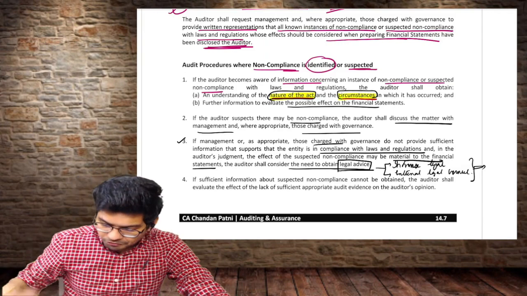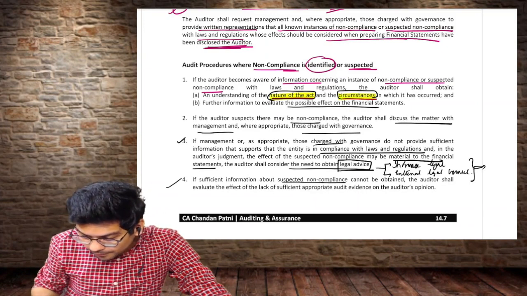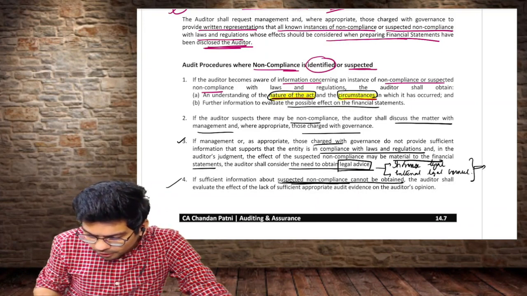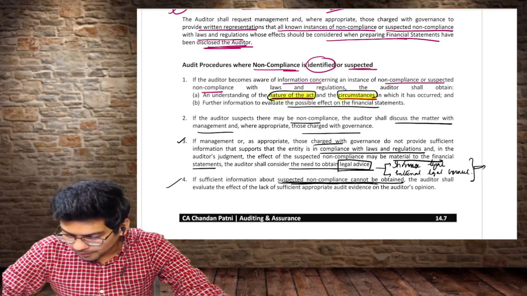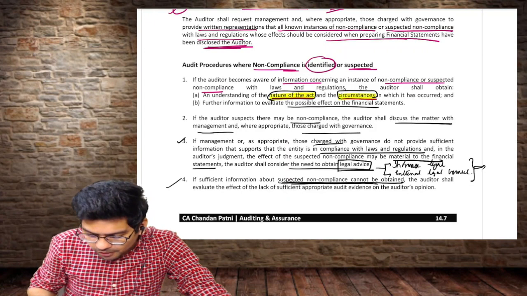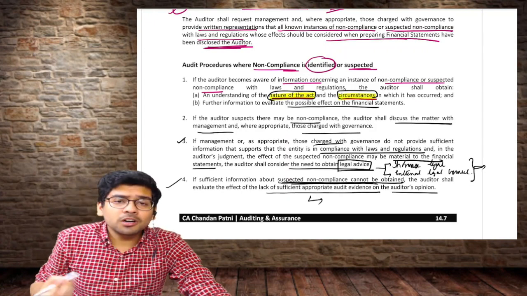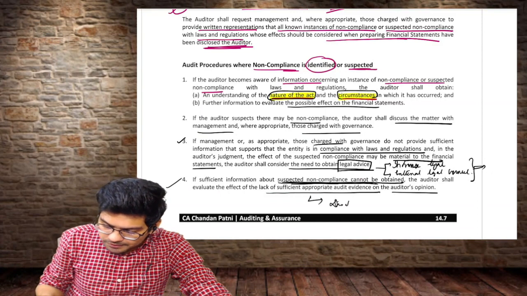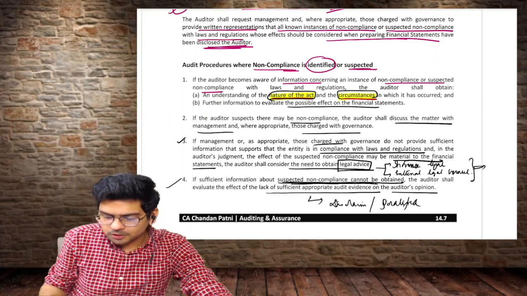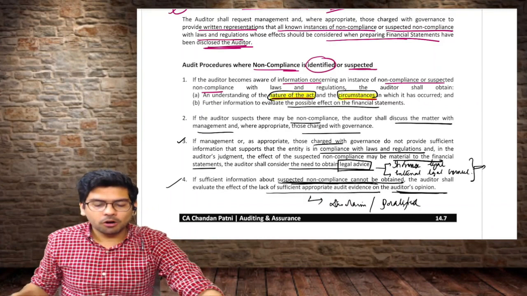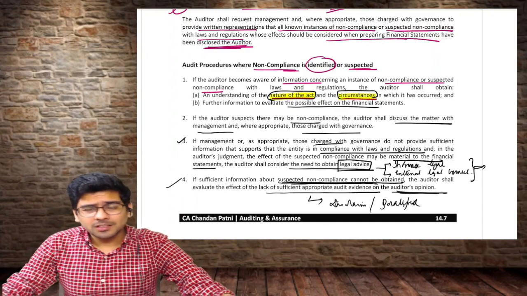All right. Now after this, if sufficient information about suspected non-compliance cannot be obtained, if you have doubts, the auditor shall evaluate the effect of the lack of sufficient appropriate audit evidence on the audit report. So if he is not able to gain it, he might disclaim, or come up with a qualified opinion as well. He might have to consider the impact on the audit report. Okay, so these are the procedures when non-compliance is identified or suspected.